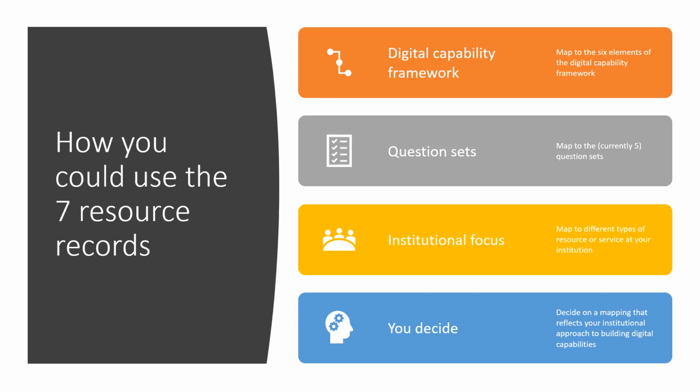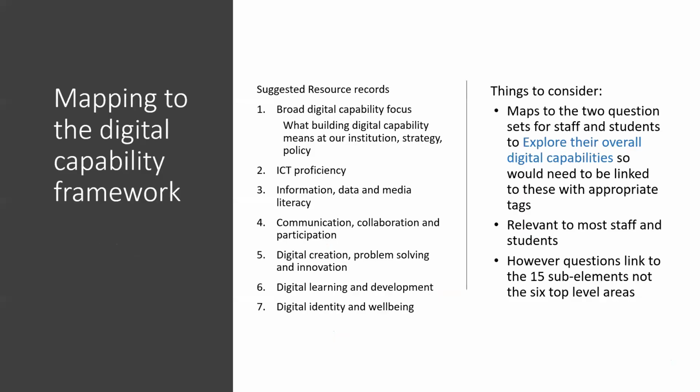Or you could decide to use your resource records to link to different question sets that we have in there. Or you could take a completely institutional focus and map to different types of resource or service at your institution. So you could have a page for events or a page for support teams, access and things. Basically, you can decide on a mapping that reflects your own institutional approach to building digital capabilities. I'm going to talk about each of these, and hopefully in terms of timing I'm doing okay.